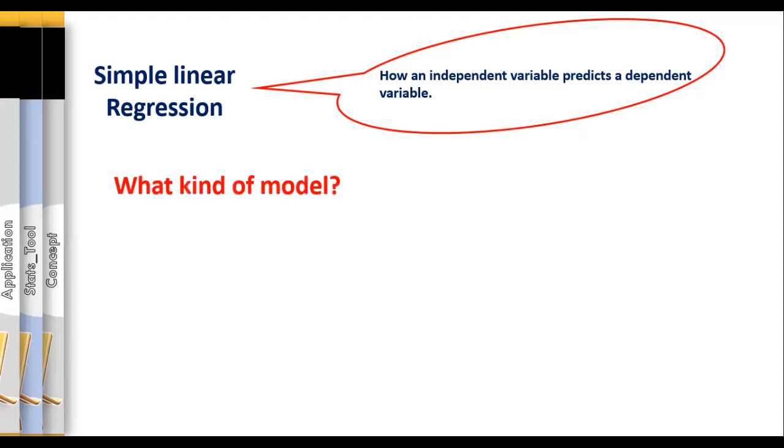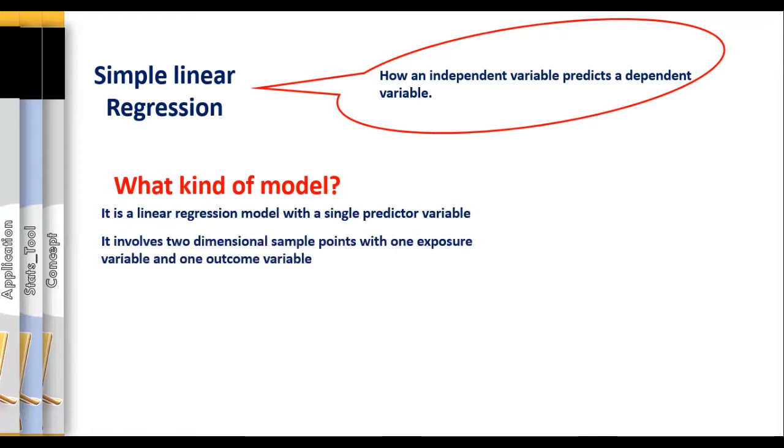What kind of model is a simple linear regression? It is basically a linear regression model with a single predictor variable. What does that mean? It means the model involves just two-dimensional sample points, with one being the exposure variable and the other being the outcome variable.